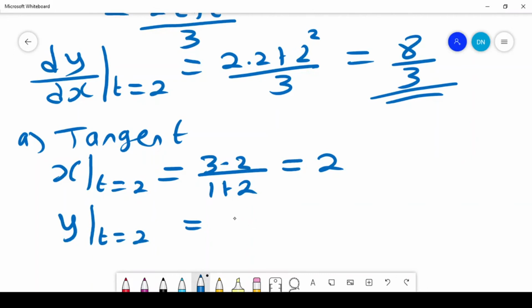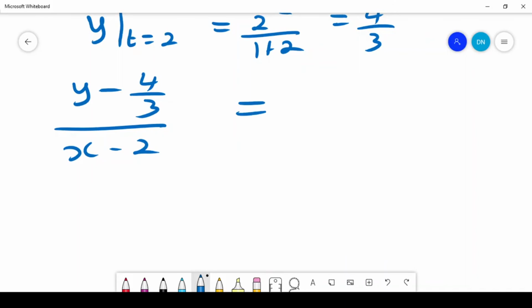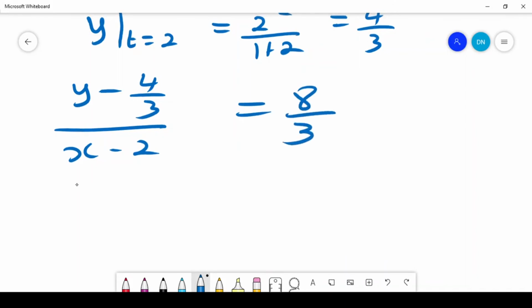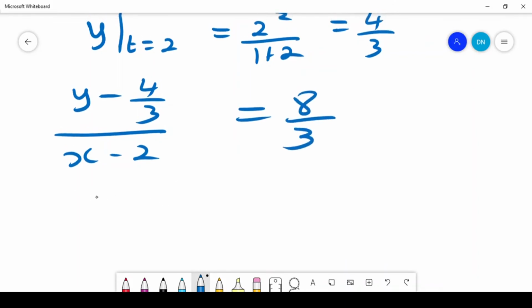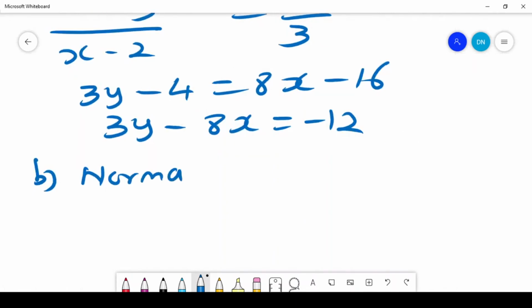And y is given by 2 squared over 1 plus 2, which is 4 over 3. Now, (y minus 4 over 3) divided by (x minus 2) is equal to 8 over 3. So 3y minus 4 is equal to 8x minus 16. So 3y minus 8x is equal to minus 12, which would form the tangent equation.